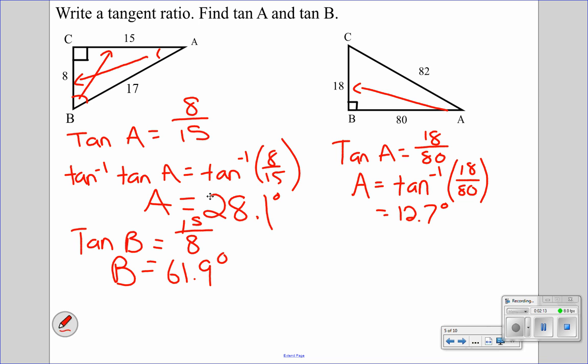We cannot find the tangent of B because that's a right angle, so we're going to find the tangent of C. Opposite C is 80, adjacent is 18. Once again, we can subtract from 90, or we can take the inverse tangent of 80 over 18, and we get angle C is 77.3 degrees.